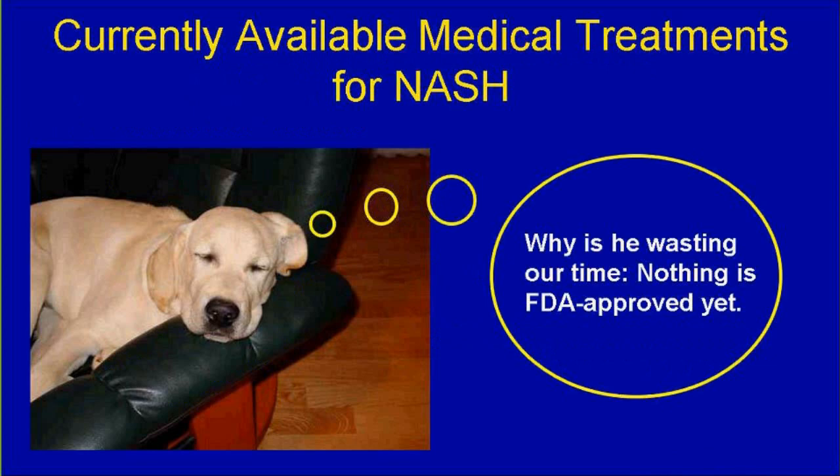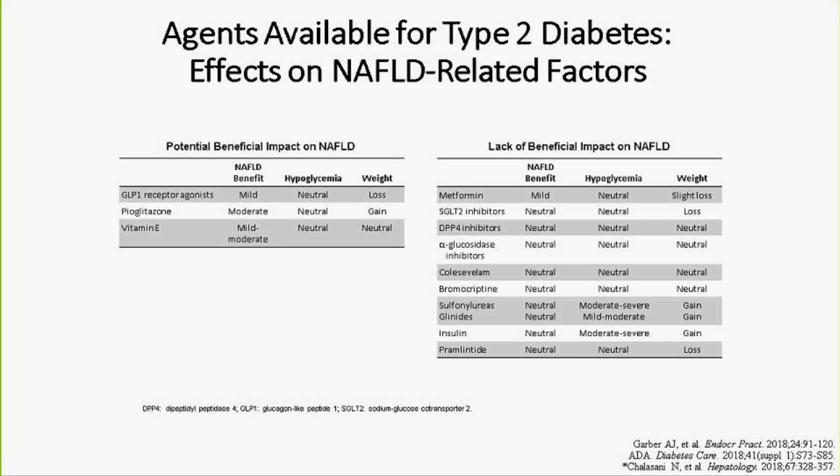So why am I wasting your time if there's nothing FDA approved? Because we're making progress. So these are the agents currently available for type 2 diabetes that may actually help NASH or NAFLD. And if you look on the right, none of those are doing much in the liver world. If you look on the left, we have GLP-1s, which are showing some promise, but a bit too early. They're being studied right now. Pioglitazone showing some promise, but concern for cardiac toxicity. So again, being studied a bit more, but not overly encouraging.